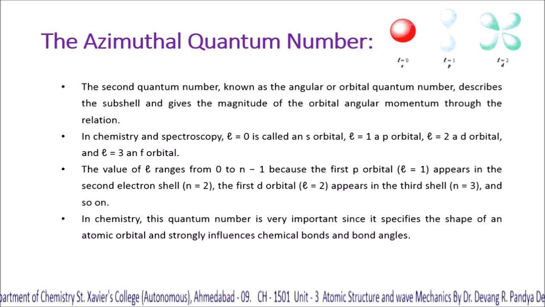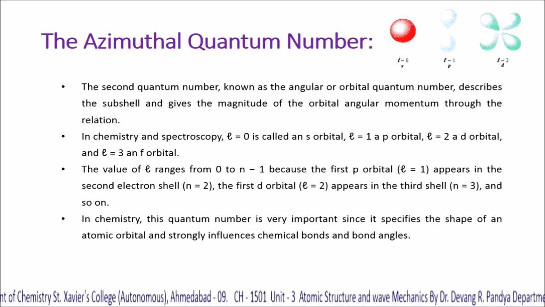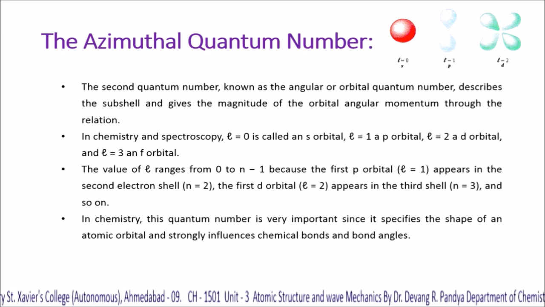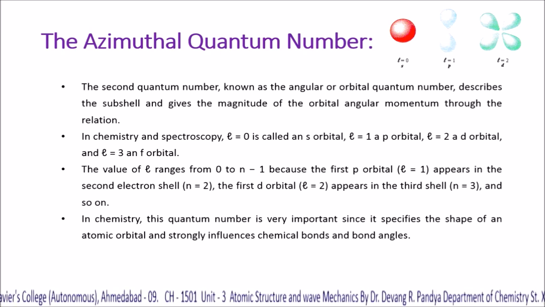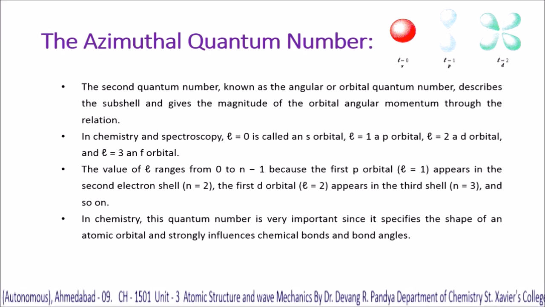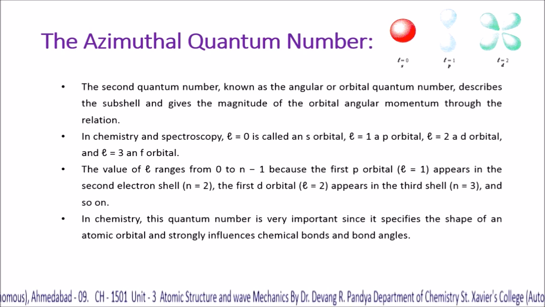In chemistry, this quantum number is very important since it specifies the shape of an atomic orbital and strongly influences chemical bonds, bond angles, and different kinds of information related to the angular momentum of the electron.